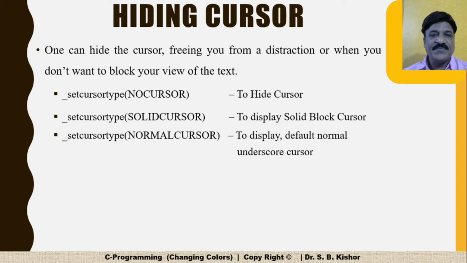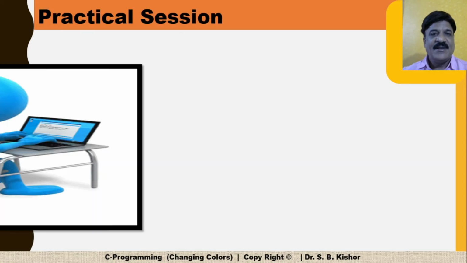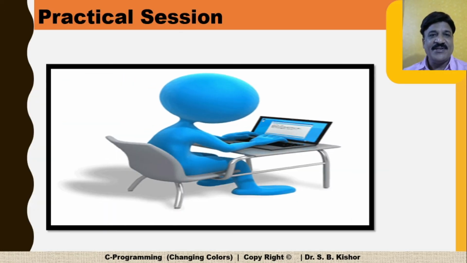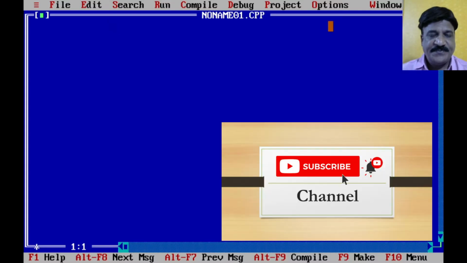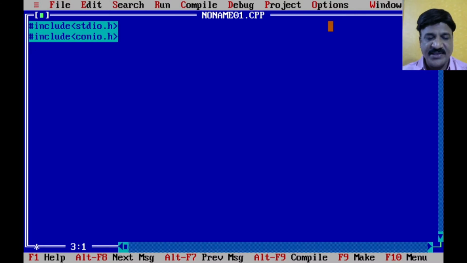Remember, nocursor, solidcursor, and normalcursor are predefined symbolic names, and you can assign the values 0, 1, 2 respectively instead of writing nocursor, solidcursor, and normalcursor. Now it's time to do a practical session on what we have learned in today's session. So let us include the two header files. This conio.h is going to be useful for functions like gotoxy, textbackground, textcolor, and clrscr. For all this purpose, you need to use conio.h.